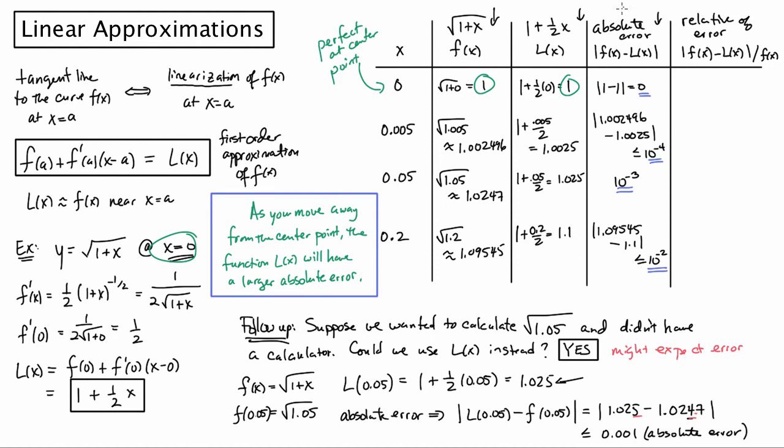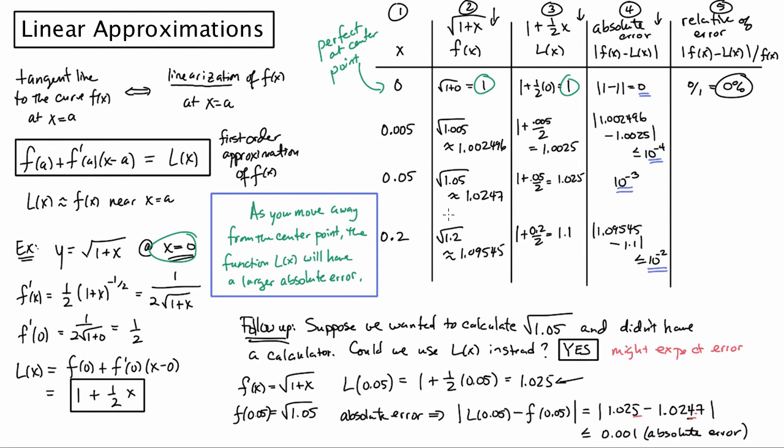So it would be column 4. So if we're keeping track, this is column 1, column 2, column 3, column 4, column 5. So column 5 is really just the column 4 divided by column 2. So here we get 0 divided by 1, which equals 0% error, which makes sense. There's no error for that particular one.